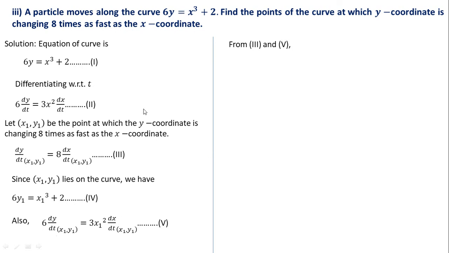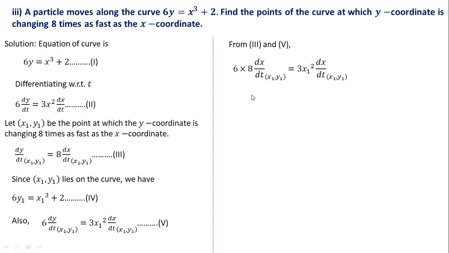Now see here, from equation number 3 and equation number 4. Now see here, dy by dt means what? It is 8 times dx by dt. So you can write it here. Equation number 5 becomes 6 as it is, and in place of dy by dt at point x1, y1 we will put, from equation number 3, 8 times dx by dt at point x1, y1 is equal to 3x1 square into dx by dt at point x1, y1.